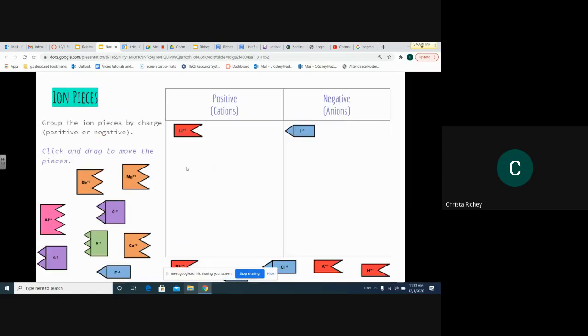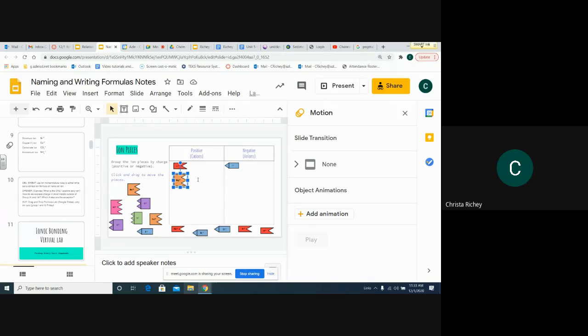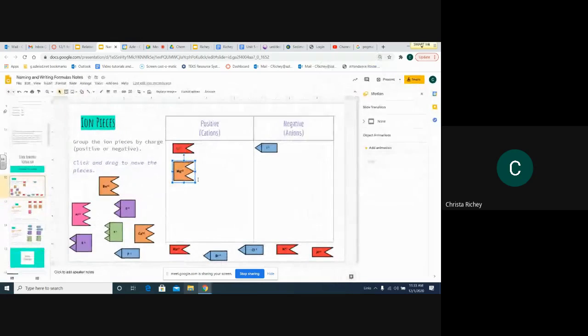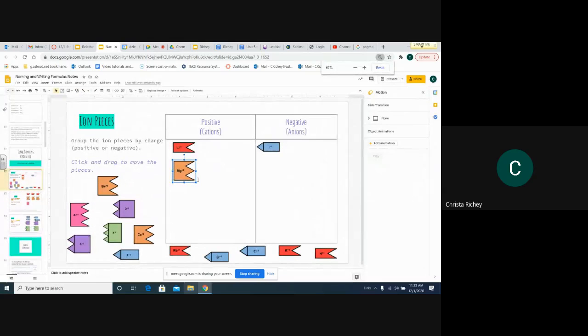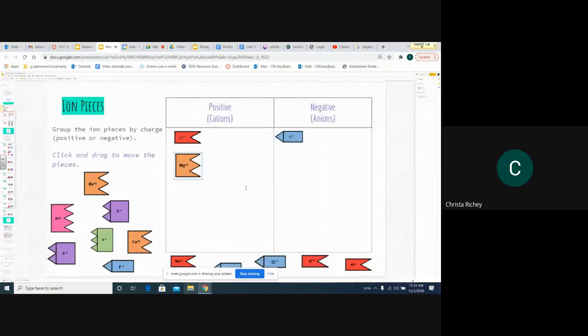Oops, so I need to take this off of presentation mode. Your positives are going to have indents. Your negatives are going to be like the opposite of that. It looks like an arrow. So you're going to literally be dragging the ones that are positives. See if I can make my screen a little bigger. Okay, that's about as big as it's going to get.